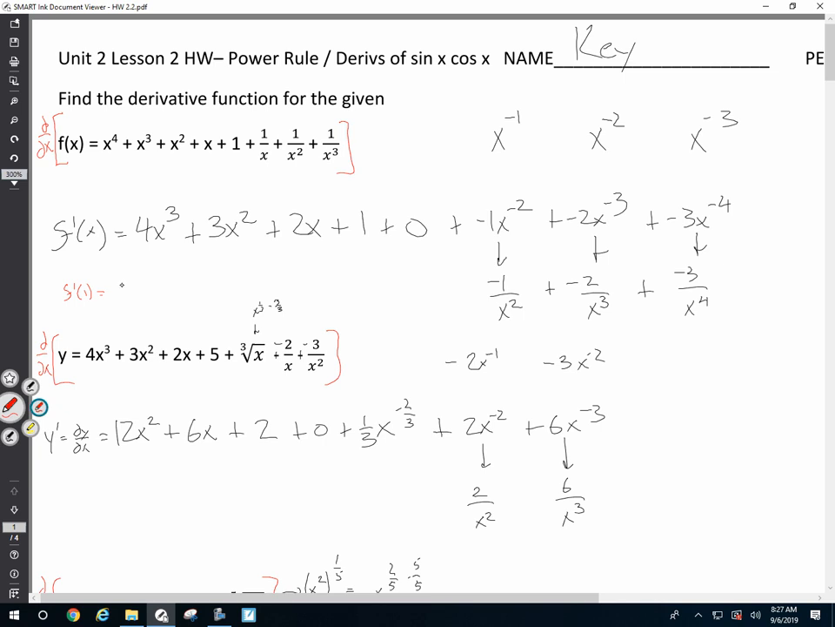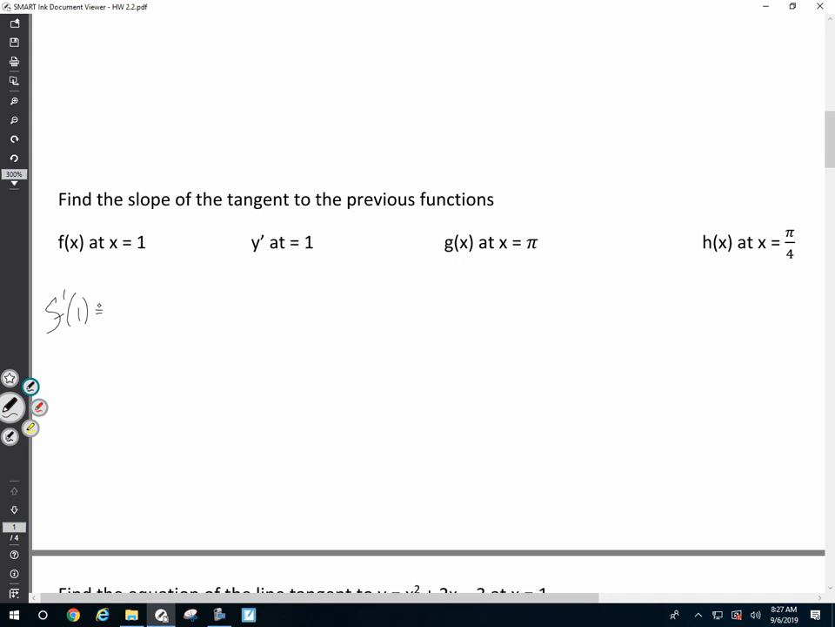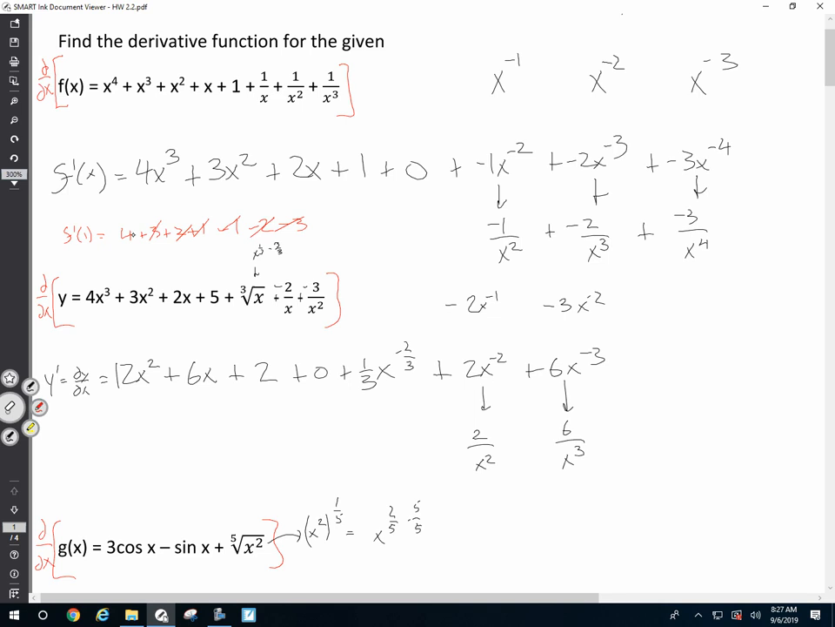I will have 4 plus 3 plus 2 plus 1 minus 1 minus 2 minus 3. So 1s, 2s, 3s, I just get 4. That's nice. I'm just going to leave these instead of crossing off. 4 plus 3 plus 2 plus 1 minus 1 minus 2 minus 3.